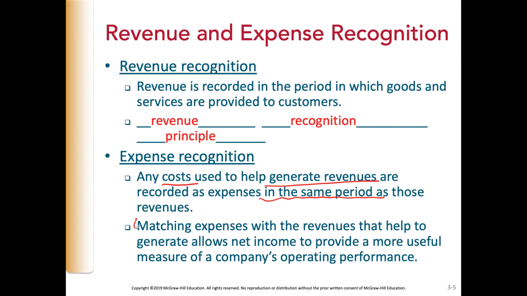So there's something we call the matching principle, meaning that the things generating the revenue need the matching side of the expenses. So basically, $100 of revenue is generated by $50 of expenses. You have to match the generated revenue with the expenses, and that's what we call the matching principle. Matching expenses with the revenue they helped generate allows net income to provide more useful information about the company's operating performance.